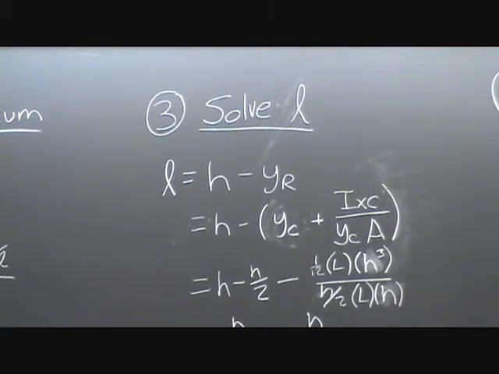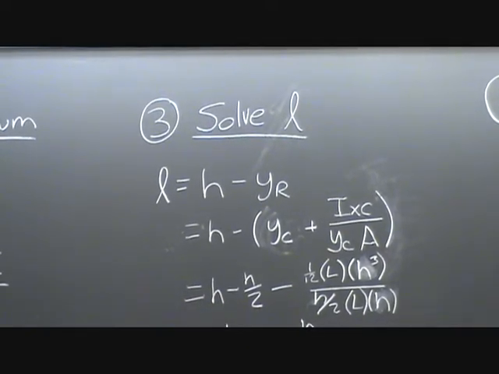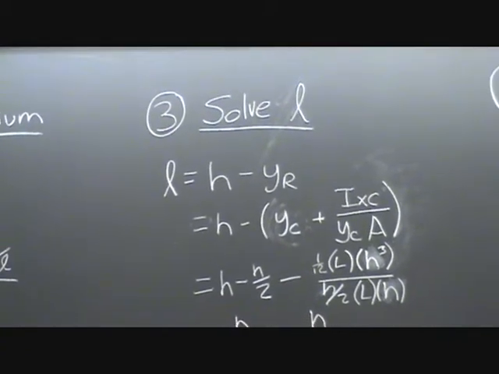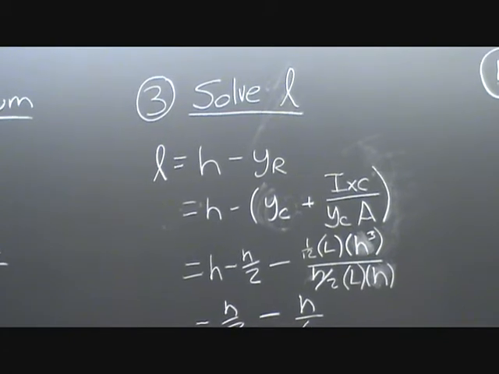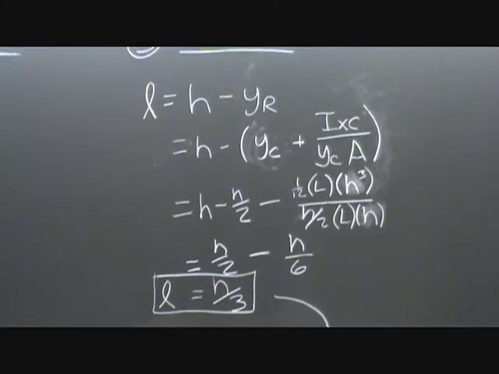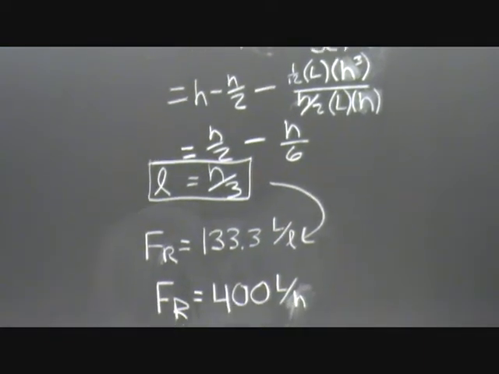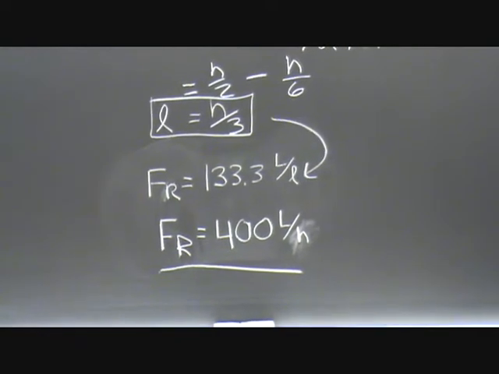Since we want to solve for h, we're going to solve for little l in terms of h. We can think of little l as equal to h minus the resultant force height, which when we expand that gives us the following equations. Solving all the way through, we get little l is equal to little h over 3. Plugging that back into our resultant force, it simplifies down to 400 big L over little h.